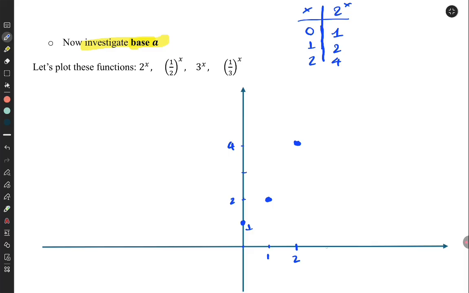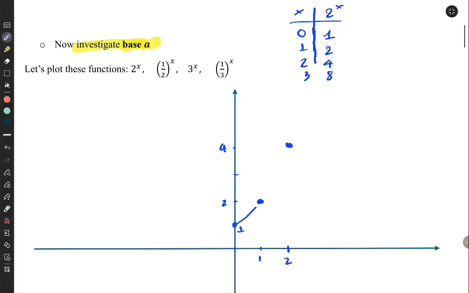And of course, if I pick 3, I already run out of space. I will go to 8, and I don't have enough space, but I know that it's somewhere up here. So if I connect the dots, I have something like that.